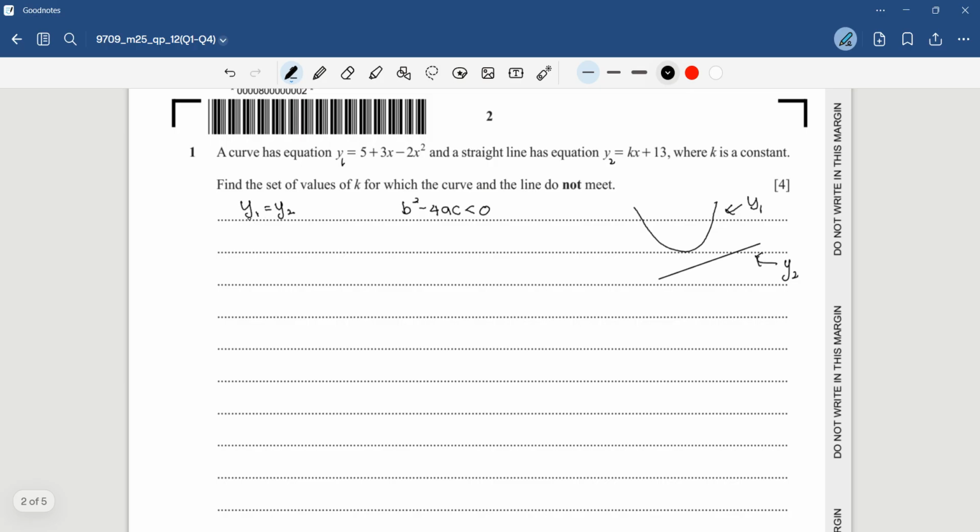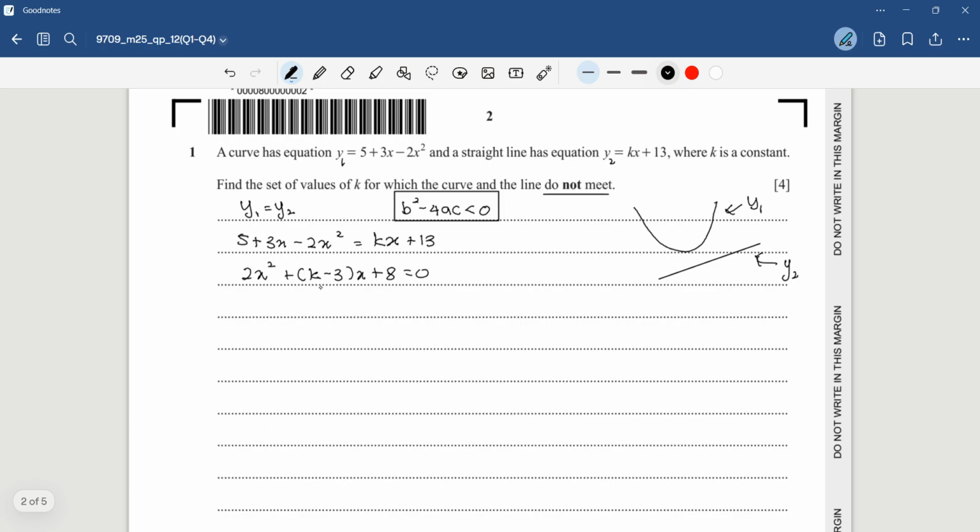Where y1 equals y2, we get 5 plus 3x minus 2x squared equals kx plus 13. Rearrange, so you get 2x squared plus (k minus 3)x plus 8 equals 0. As I mentioned, since the question said the line does not meet, we use the idea b squared minus 4ac less than 0.